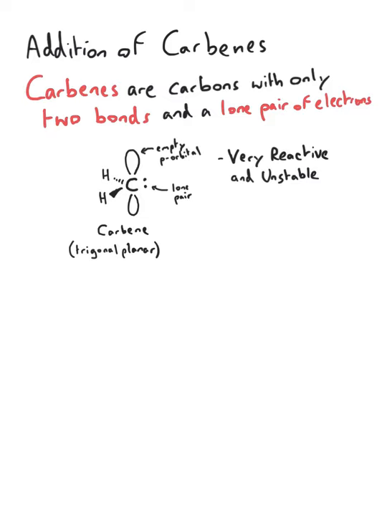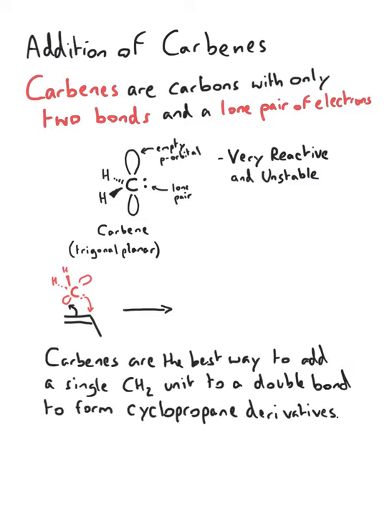The carbene has both a lone pair and an empty p orbital. Therefore, it can act as both a nucleophile and an electrophile. The alkene will attack the empty p orbital, and the lone pair on the carbene will attack the carbocation formed in this process. So in other words, carbenes are the best way to add a single carbon unit to a double bond to form a cyclopropane derivative.